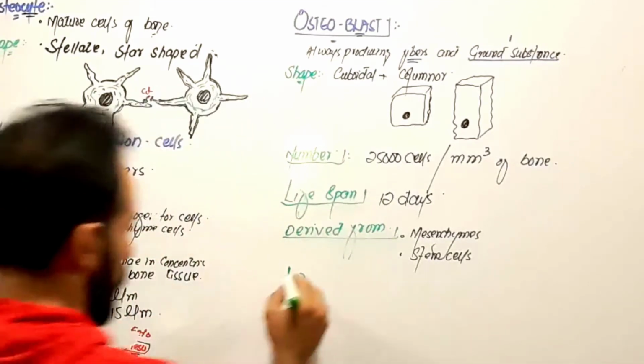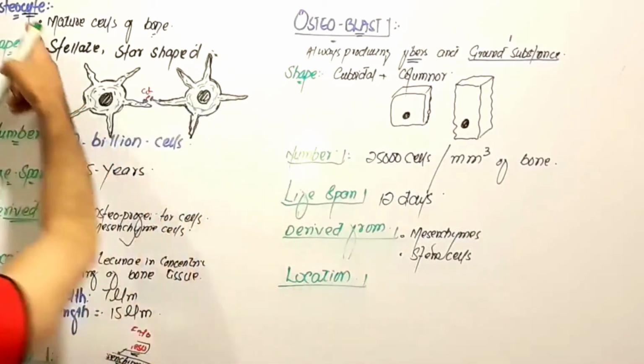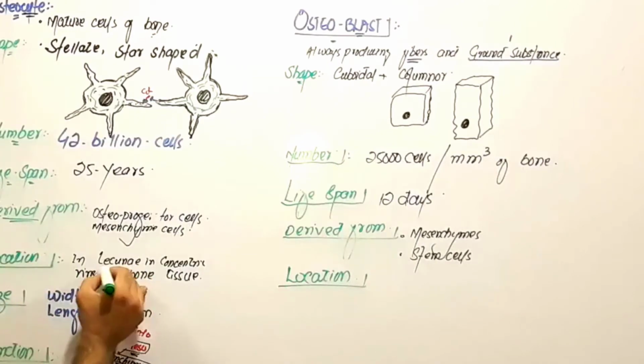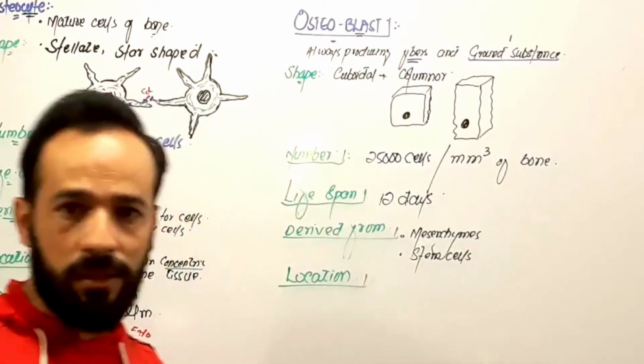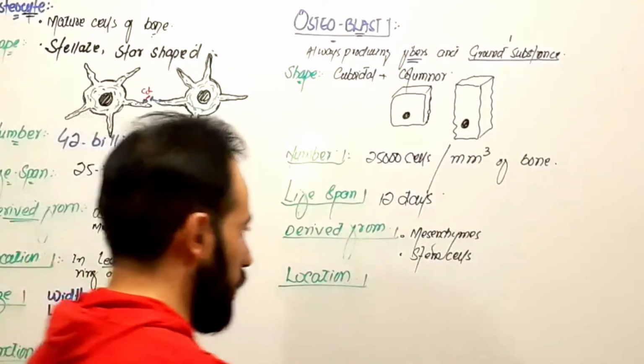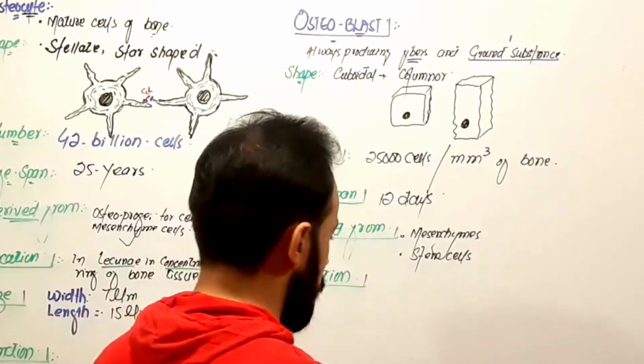Look, we are coming like that. What is their location? About the osteocyte, I had told you that they are located in the lacunae of the concentric rings, but the osteoblasts are not located in that area. Where are they located? Look carefully. I will draw a bone here, then I will tell you something.